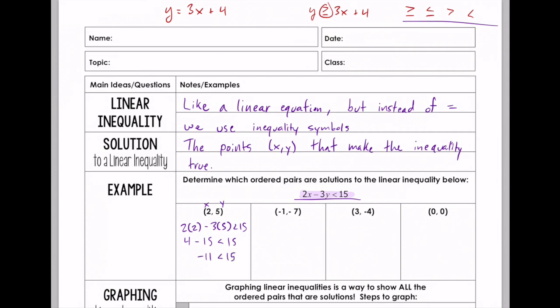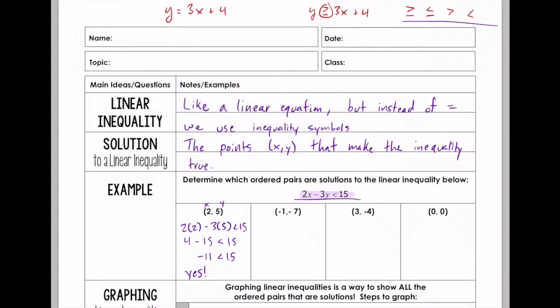So we want to see whether or not this statement is true. Is negative 11 less than 15? Well, of course it is. So we say yes, it is a solution to that linear inequality.